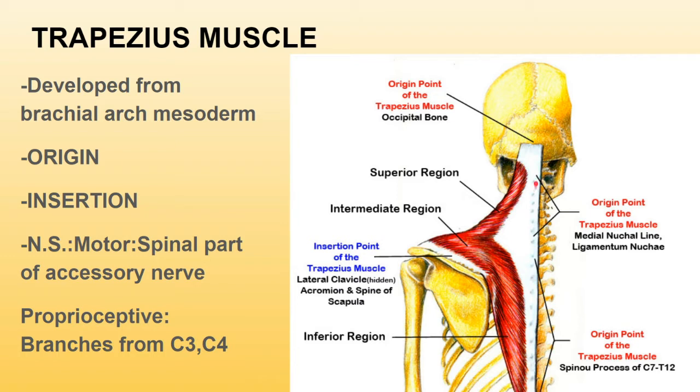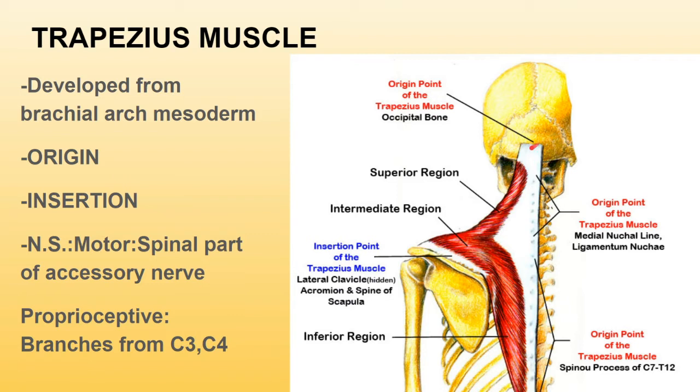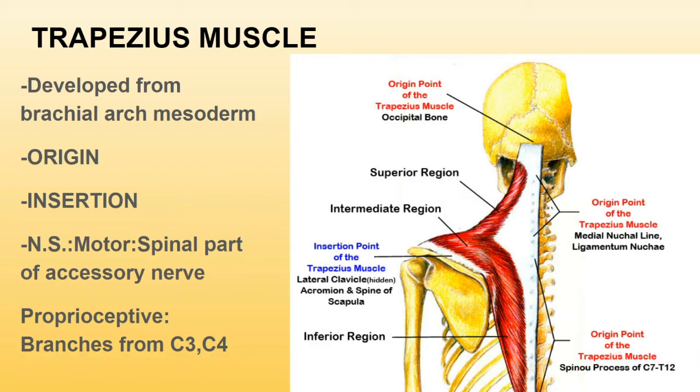Then the spine of the C7 vertebra, and from T1 to T12 vertebrae. Okay, that means external occipital protuberance, superior nuchal line medial one-third area, ligamentum nuchae, then the C7 spine, then the T1 to T12 vertebral column. The ligament is also known as the supraspinous ligament.